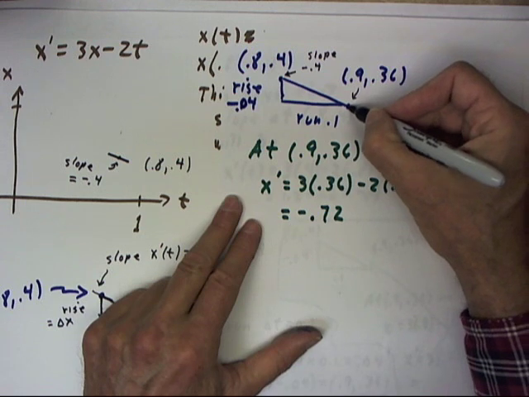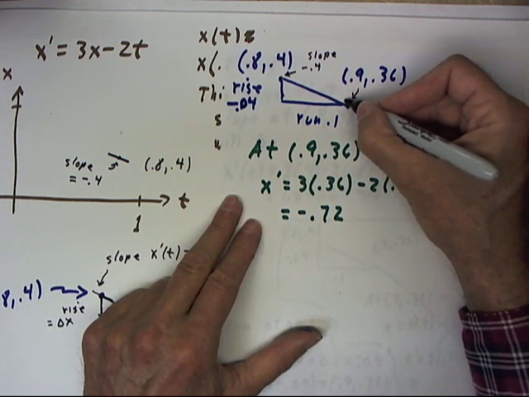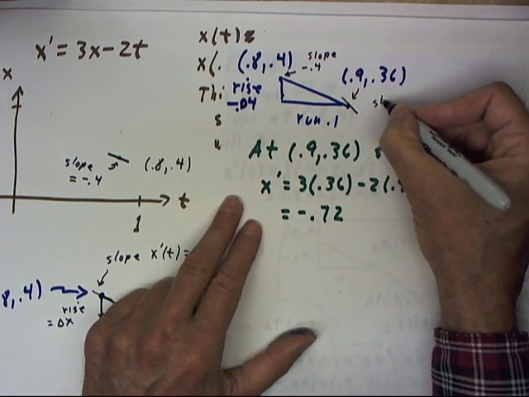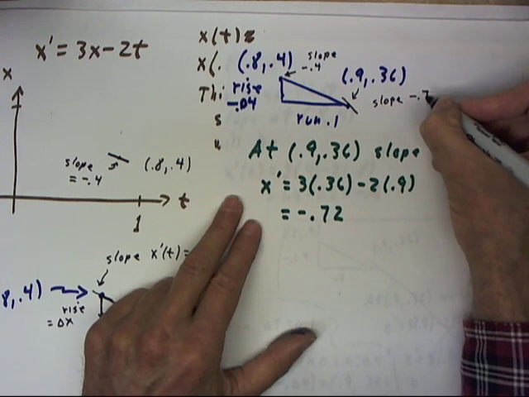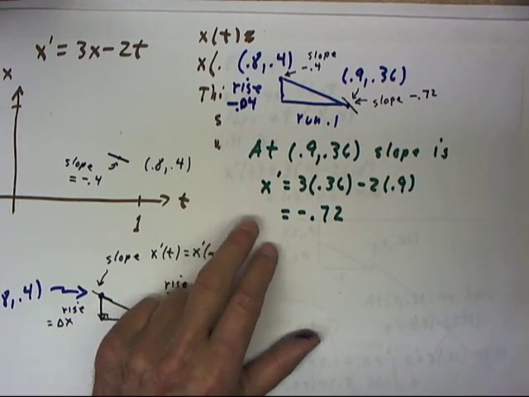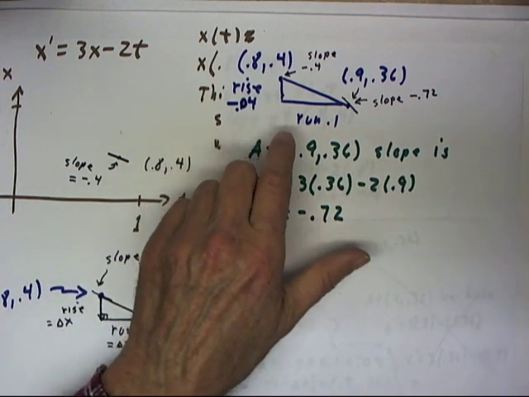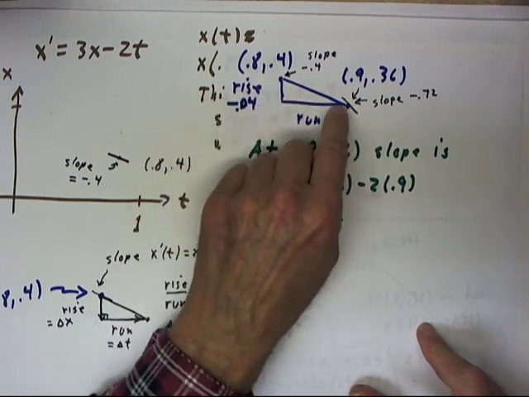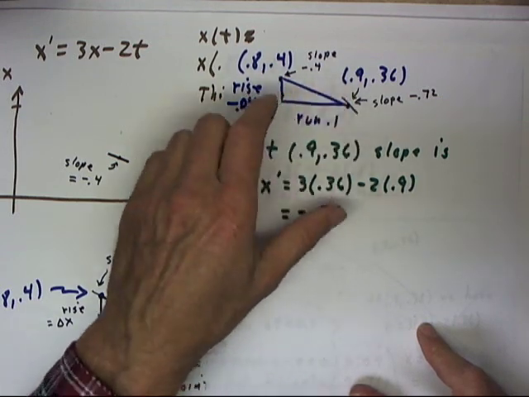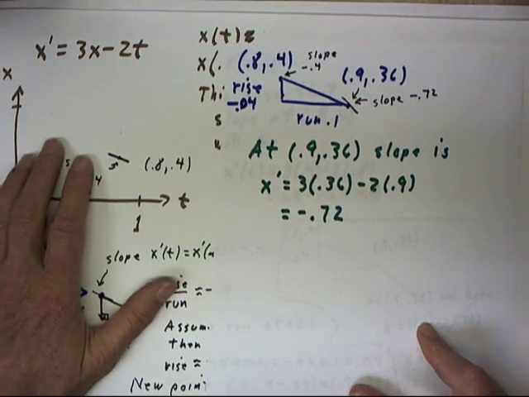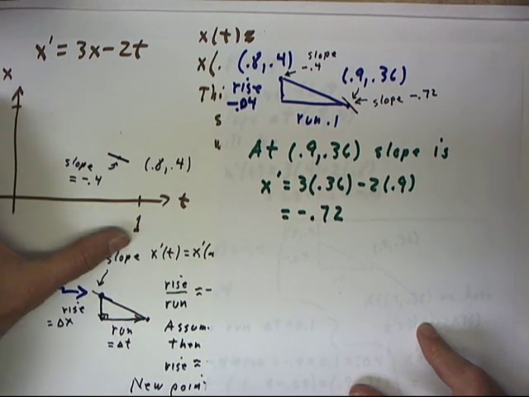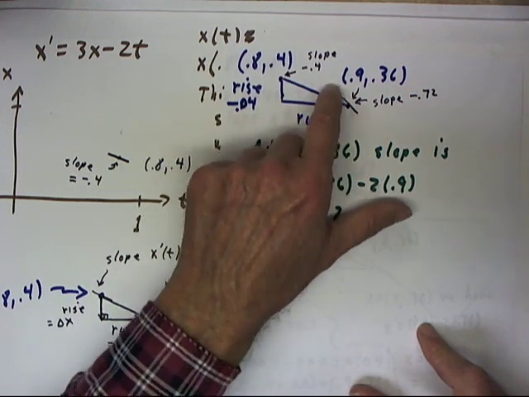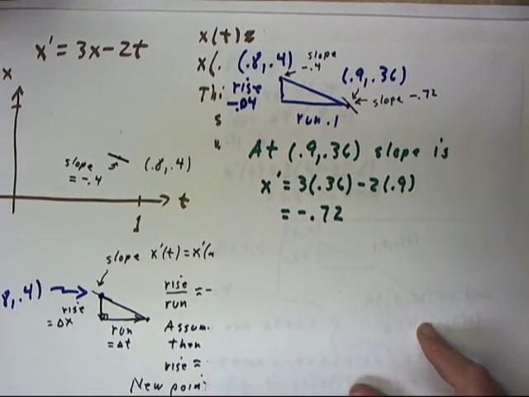That tells us two things. One, if we are at this point, our slope is going to be negative 0.72, steeper than it was here. This is also going to make us skeptical of our estimate 0.9, 0.36, because our slope didn't stay at negative 0.4 while we moved from here to here. On the x versus t plot here, our slope would not remain negative 0.4. The slope is clearly decreasing as we move from here to here.